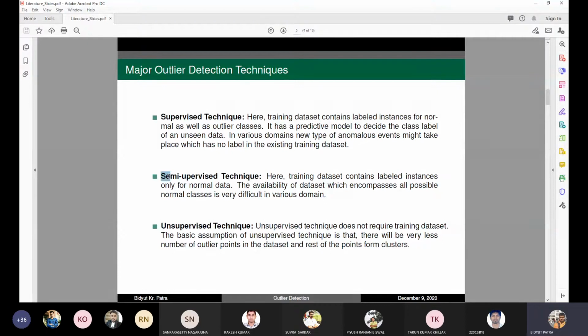Another category of technique is called semi-supervised, where you have training data only for the normal points, but it is not required for the abnormal or outlier points. And then there are unsupervised techniques, which do not require training data. Why? In general, getting training data for normal and abnormal points is really difficult. As I said, outlier points are very rare in a data set. So to avoid this problem, one can use the unsupervised techniques.